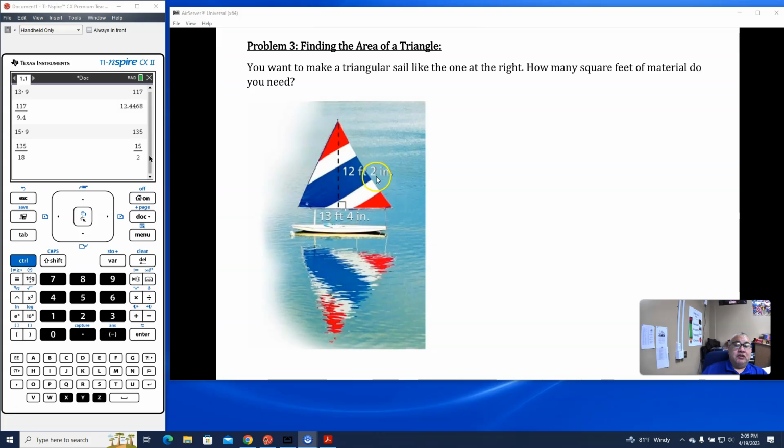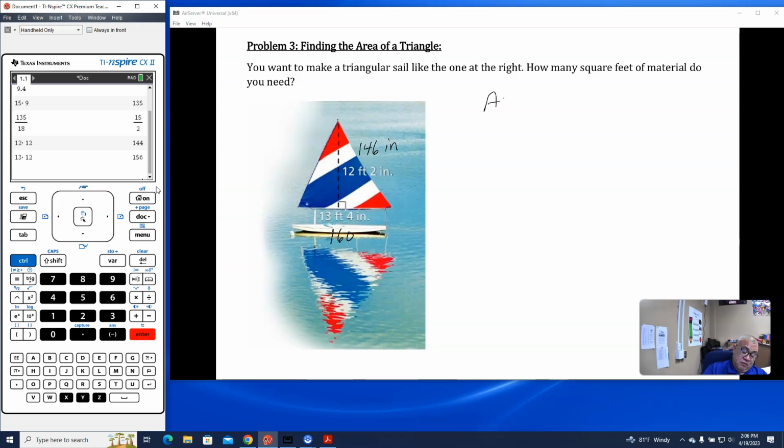So this is 12 feet and 2 inches. This is 13 feet and 4 inches. I'm going to convert this all to inches. So I know there's 12 inches in a foot, so it's going to be 12 times 12, which gives you 144. So this will be 146, the height of the triangle. It's 146 inches. Now, the base is 13 feet, so it's going to be 13 times 12, 156 plus 4, which gives you 160.